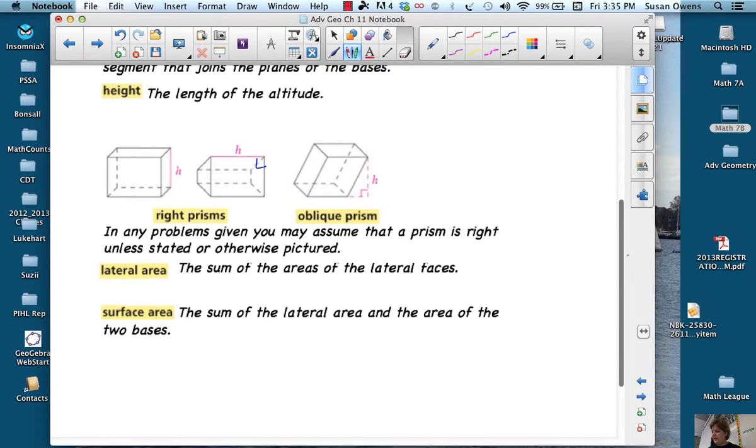So we're going to look at two areas. One is the lateral area, and then one is the surface area. The lateral area is just the sum of the areas of the lateral faces. So if you take away the two bases of a prism, you get the lateral area. And the surface area, if you hold the figure up in space, would be any of the exposed surface of the figure. So it would be the lateral area and the bases. And in this case, we have two bases, so it would be the lateral area and the two bases. Put those all together, you get the surface area.